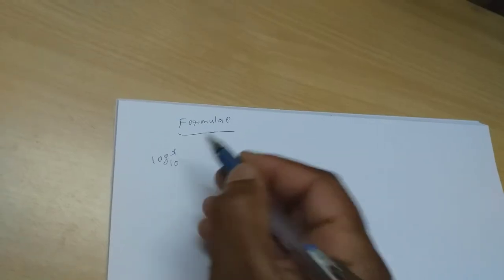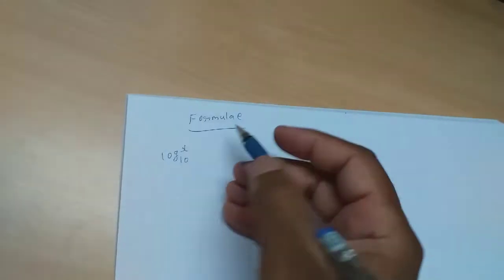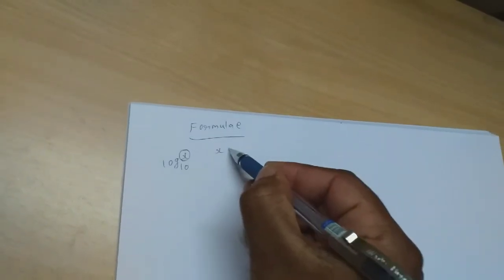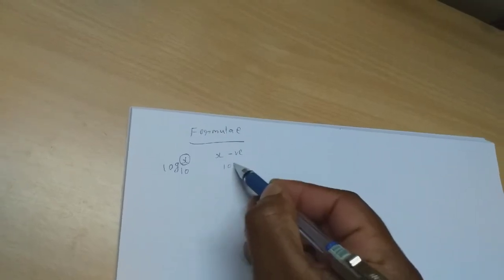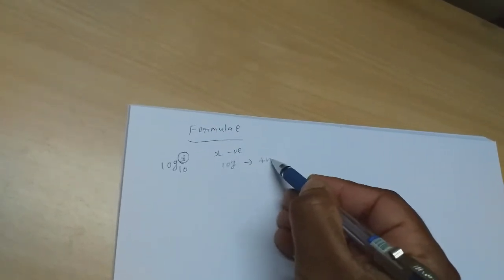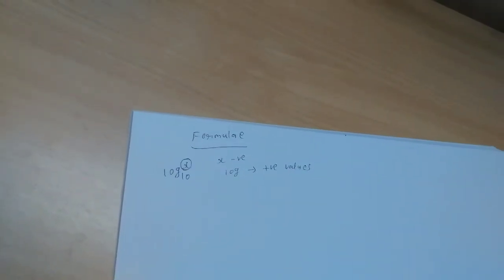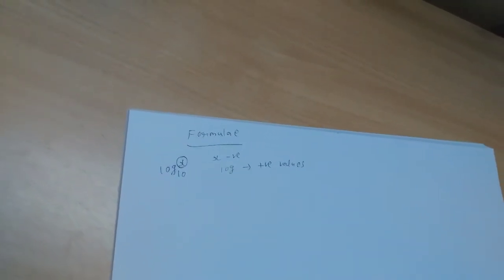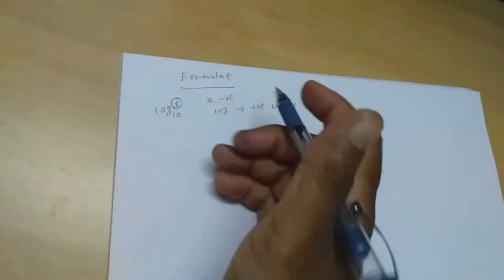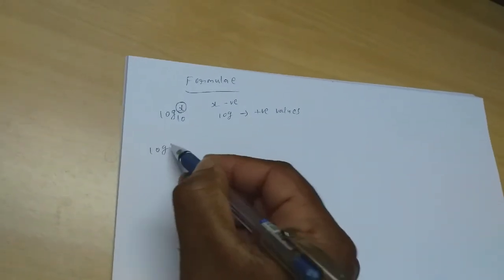If I write this, x cannot be a negative value. Logarithms are defined only for positive values. Logarithms are not defined for negative values. Am I clear with that? So let's continue.